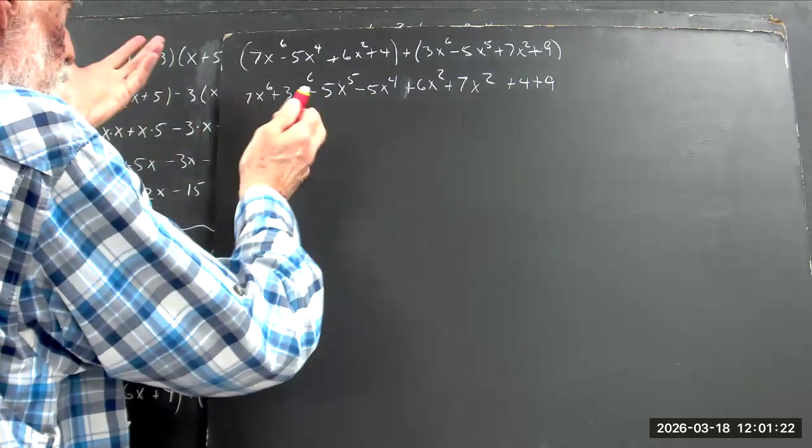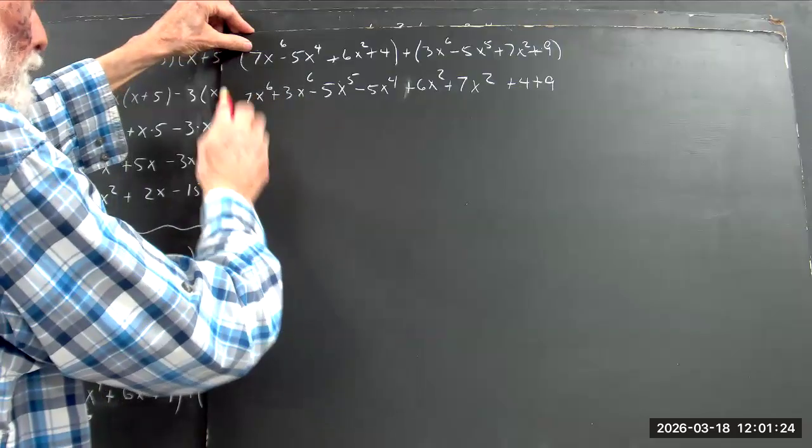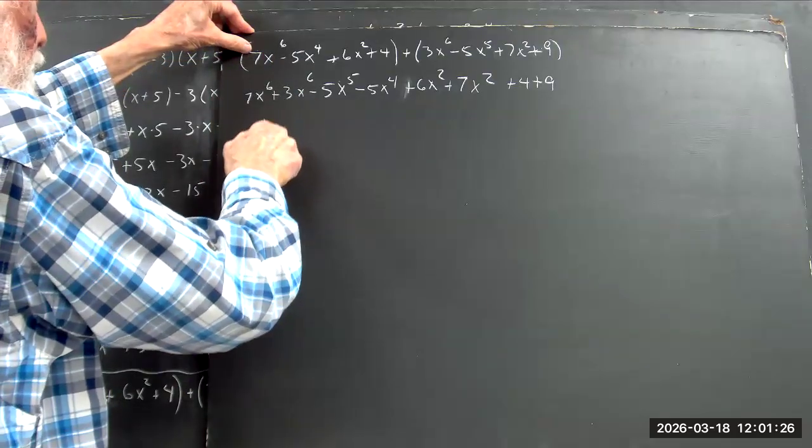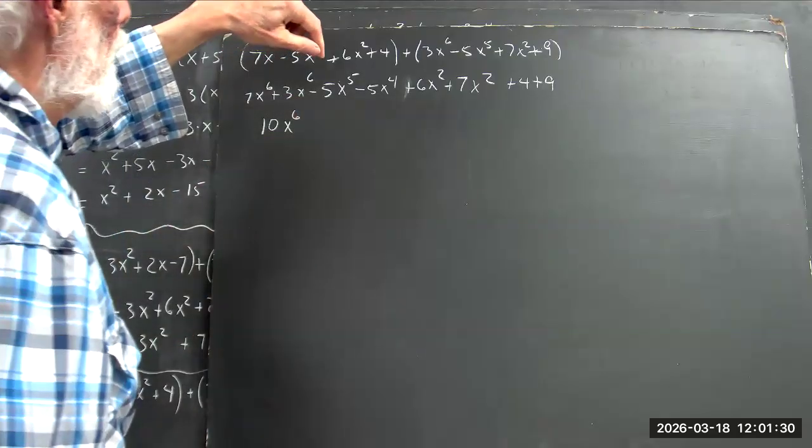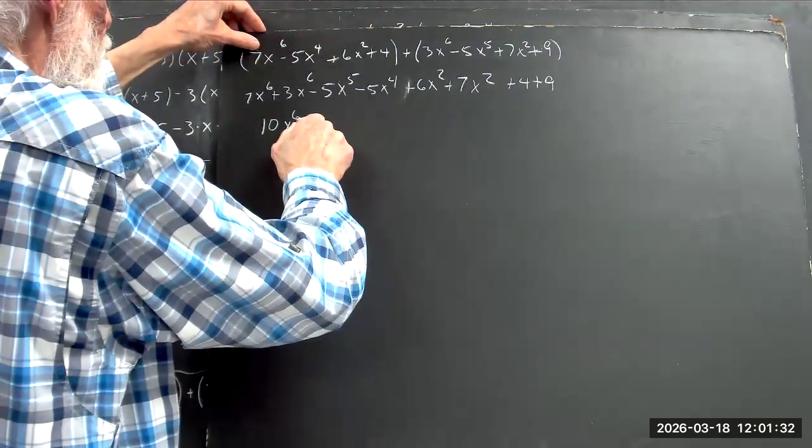Then 7x to the 6th plus 3x to the 6th. You got 7 of them, you got 3 of them, you got 10 of them. That's 10x to the 6th. You have minus 5x to the 5th, and that's it.